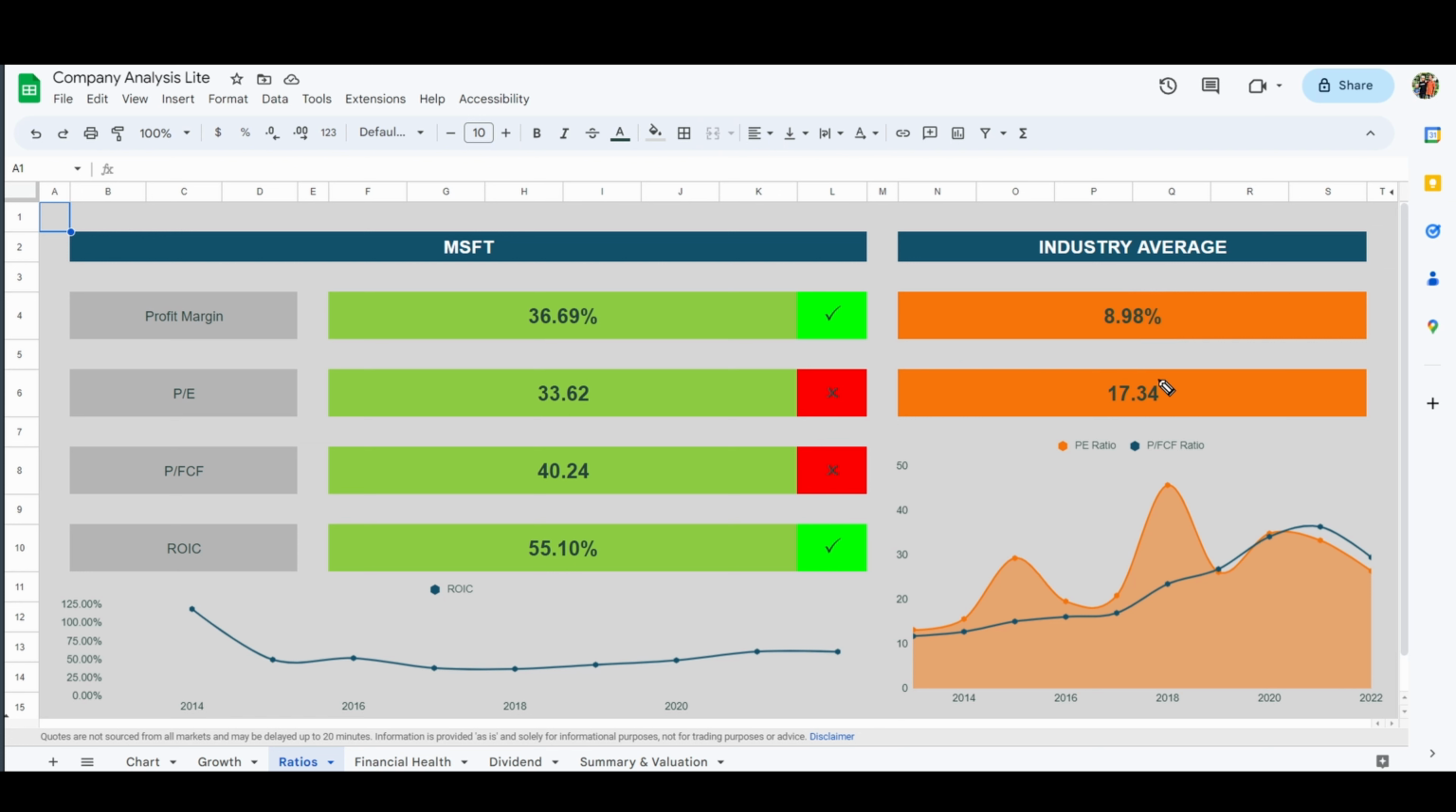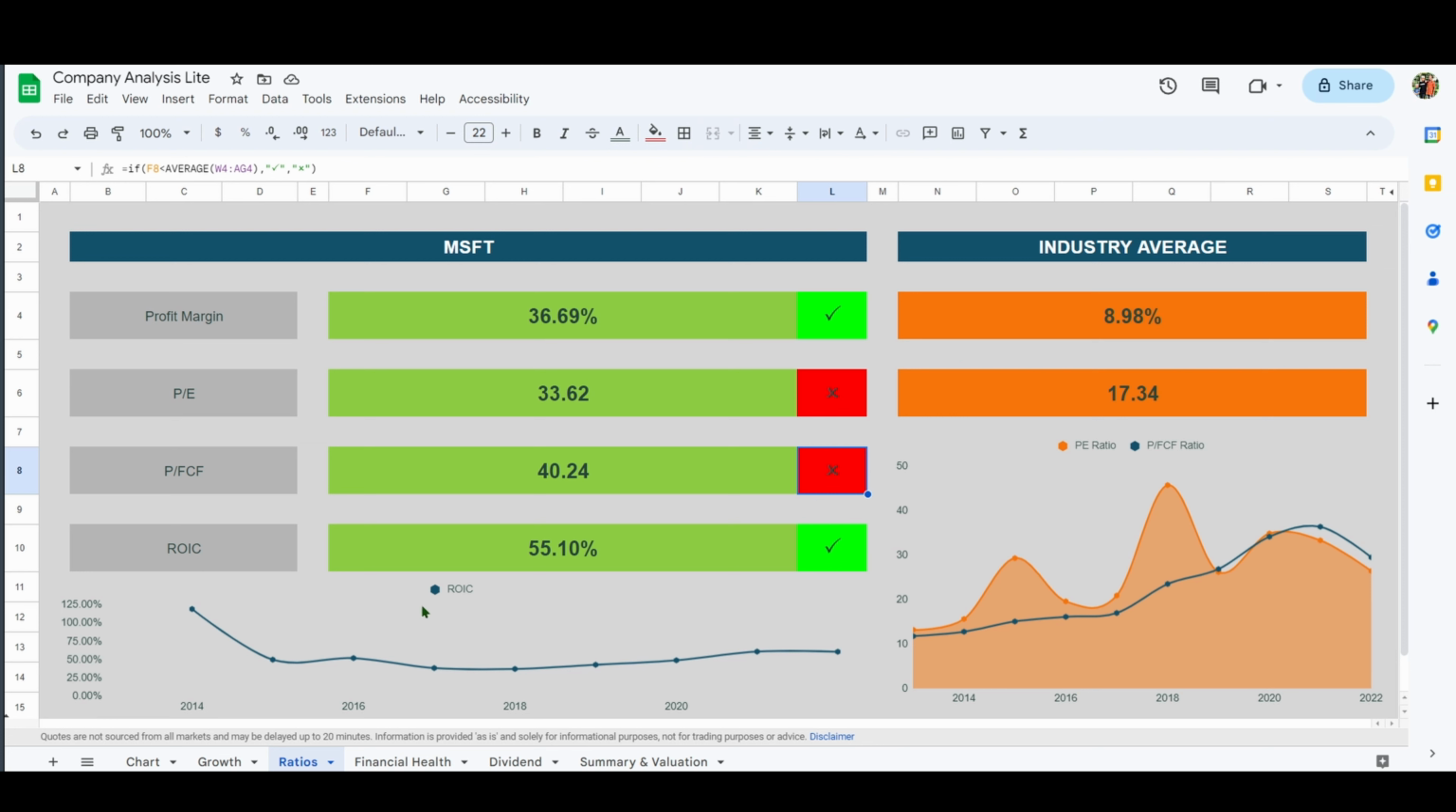But here is a very important one also. You can see that Microsoft, compared to the industry average, has a P ratio of 33 and the industry average is 17. So this just shows you these X and ticks if it's smaller or bigger. Of course the profit margin you want it to be bigger and the P ratio you want it to be smaller, right? The same with the price to free cash flow ratio. This X shows you if it is smaller than the 5-year average price to free cash flow ratio.